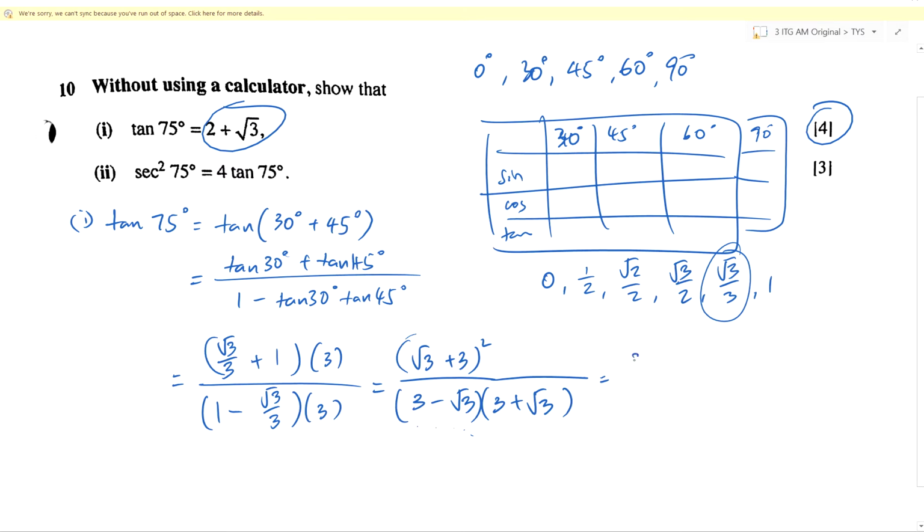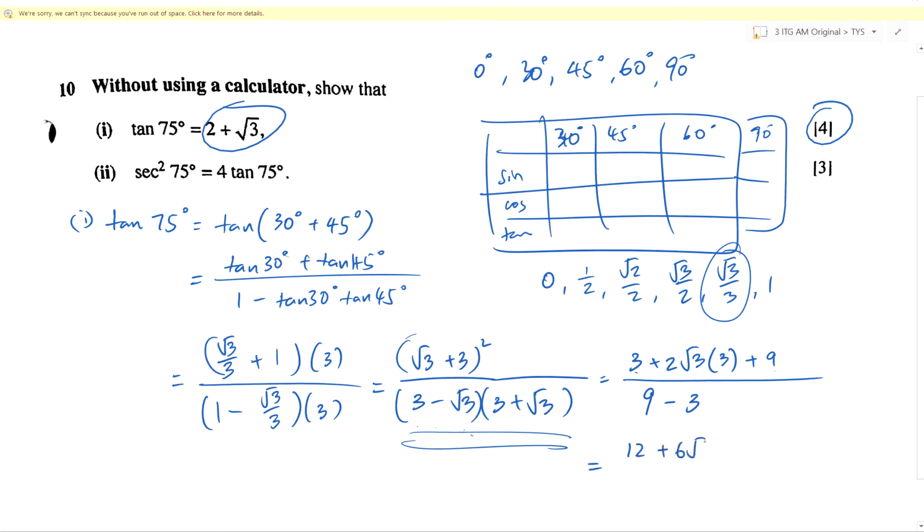Square of root 3 will be 3, plus 2 times root 3 times 3, plus 3 square, which is 9, divided by, please do not go and actually work the denominator out. You should know that this will be a square minus b square, which means it is 9 minus 3. Because root 3 you square, you get 3. Okay? So let us simplify. 3 plus 9, we get 12. Plus 6 root 3 divided by 6. Simplify it. 2 plus root 3. And shown.